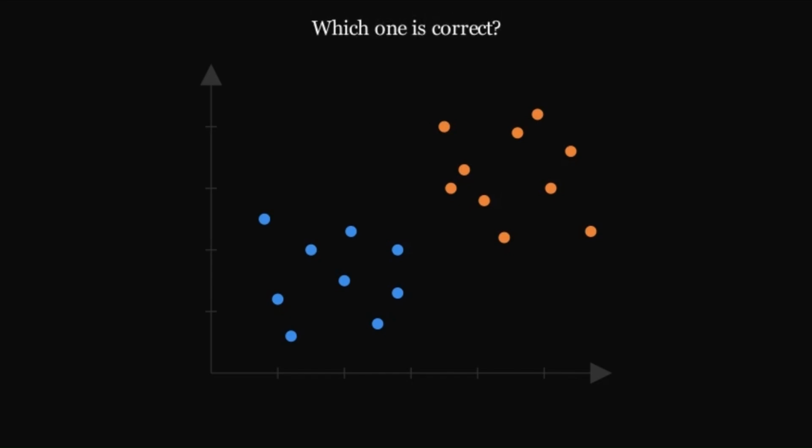Which one is correct? Maybe this line. But this line works too. And this one also separates the data. Even this line gets every point correct. Wait a second. If all of these lines classify the data correctly, then which one should we choose?